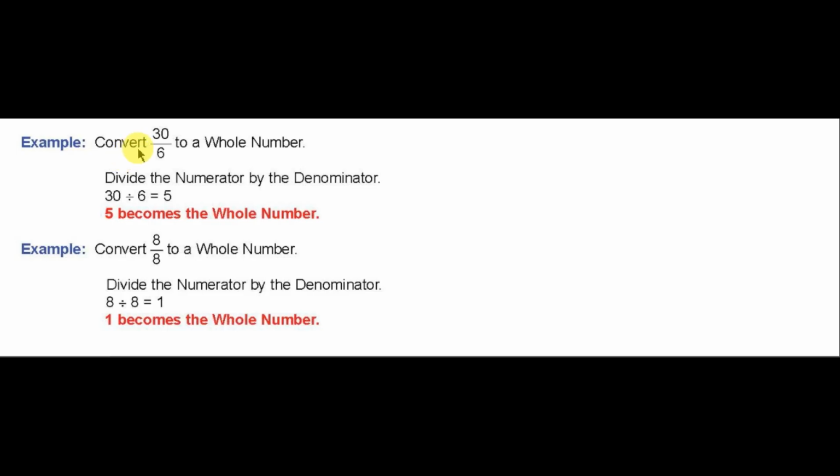Another example is to convert 30/6 to a whole number. Divide the numerator by the denominator. The numerator is 30. The denominator is 6. 30 divided by 6 equals 5. 5 is the whole number. 30/6 converted to a whole number is 5.